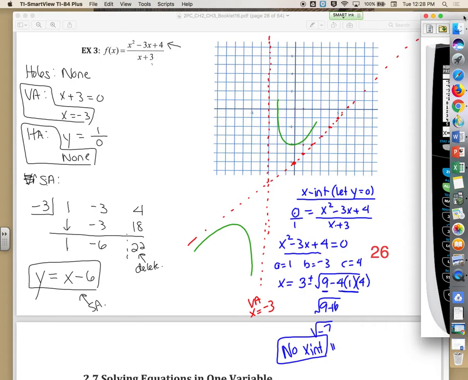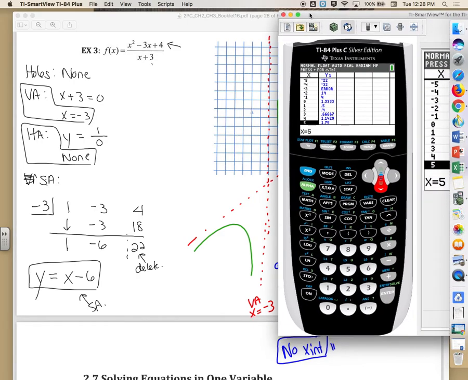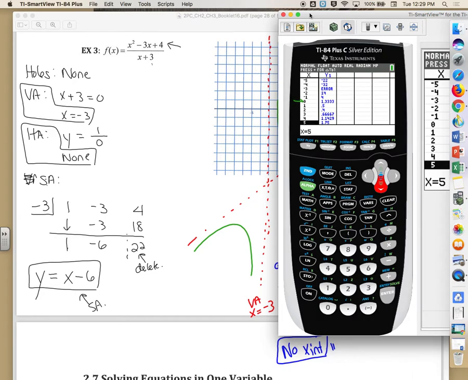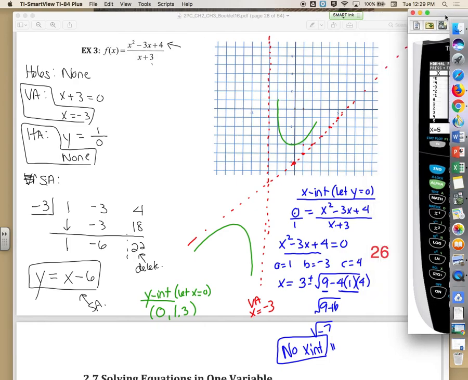The y-intercept I could find by hand, or if I want, in your calculator, when x is 0, y is 1.3. So that's my y-intercept. So when x is 0, y is 1.3, and you can just round to that. It's 4/3 is the exact value.